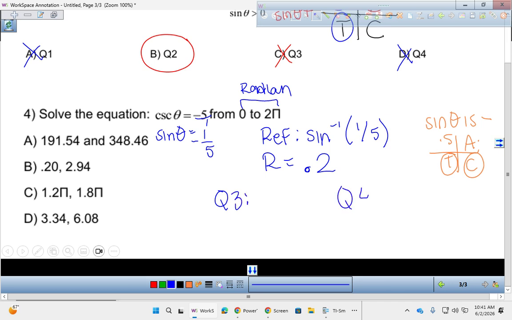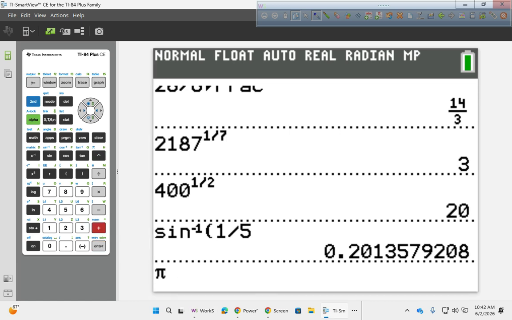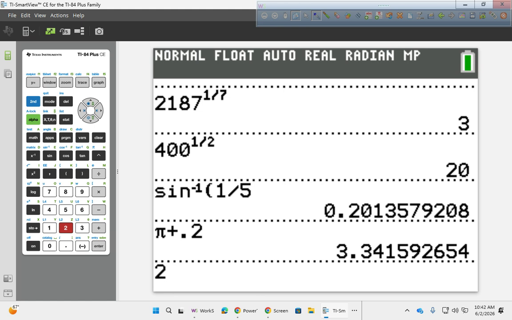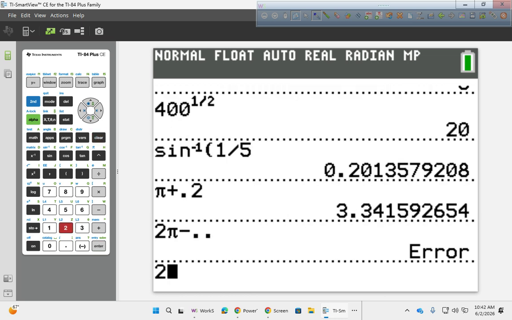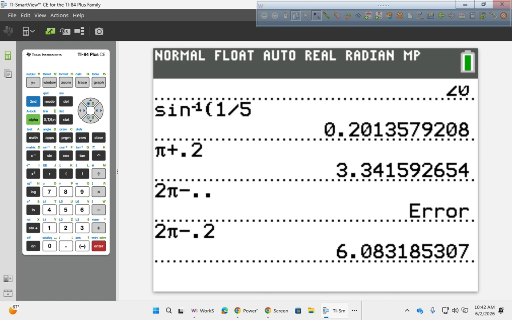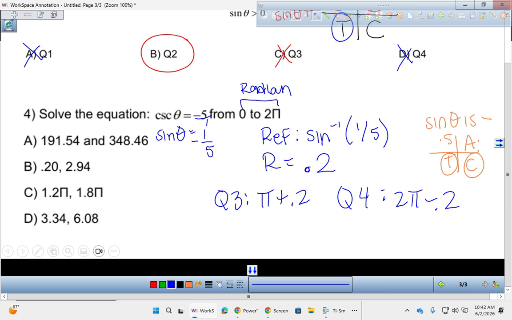You can draw a picture if you need to, okay? Quadrant 3 is pi plus the reference, and quadrant 4 is 2 pi minus the reference. If a picture helps, draw the triangle in. You have the small angle, and you're looking for the big one. So pi plus 0.2 and 2 pi minus 0.2. So 3.34 and 6.08.